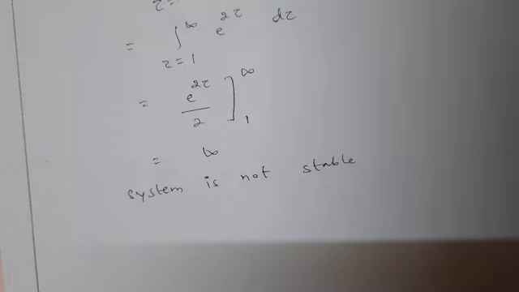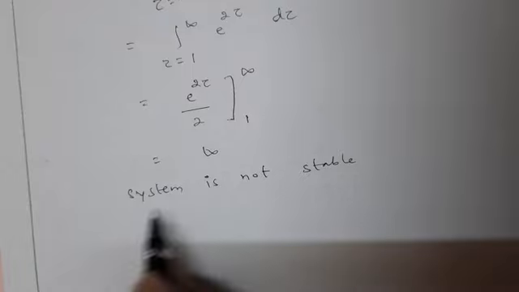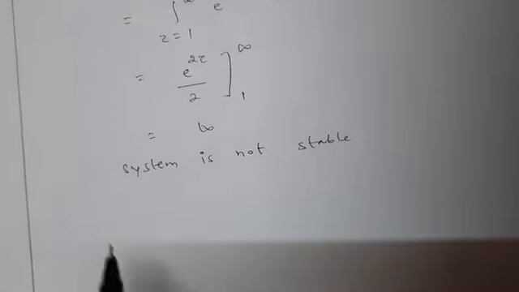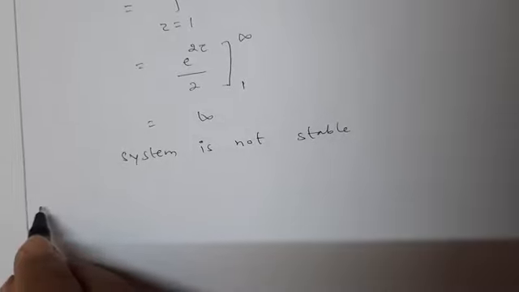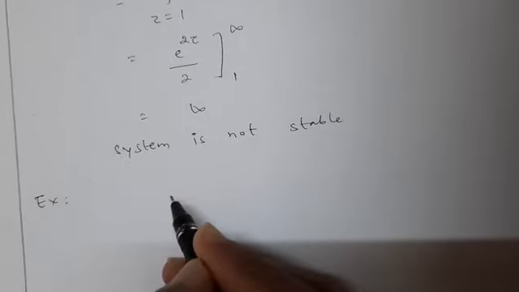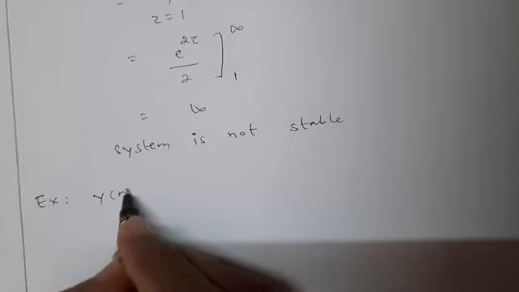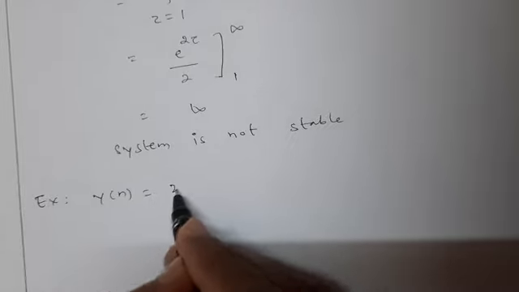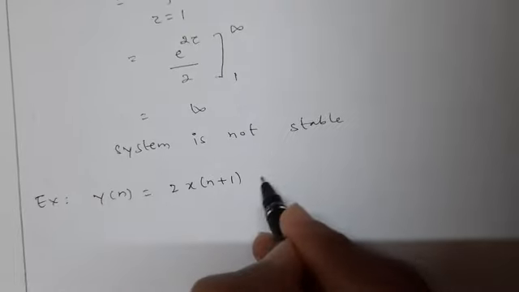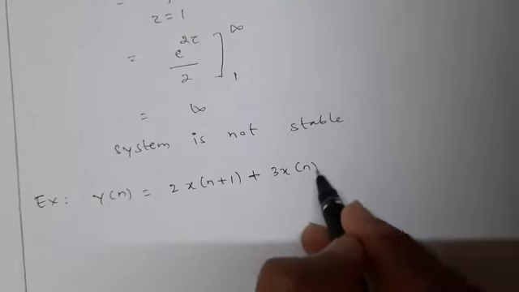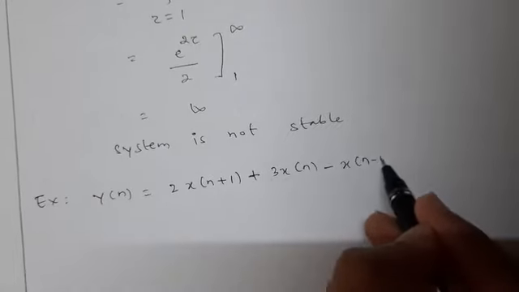This is how you try to find the properties. Okay, go with the next example. They have given you the system with input and output: y of n equals 2x of n plus 1 plus 3x of n minus x of n minus 1.